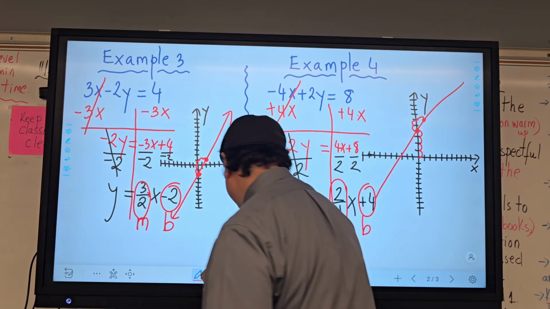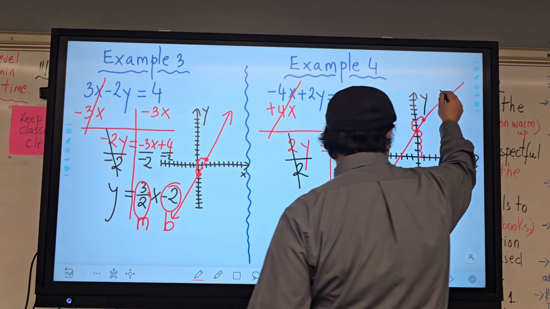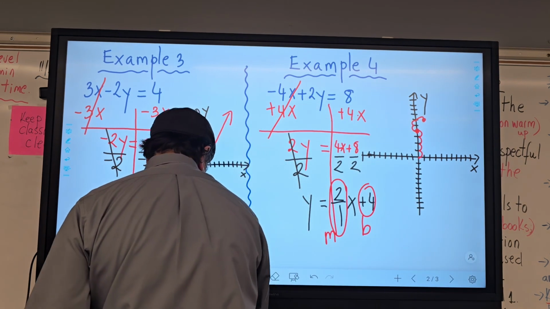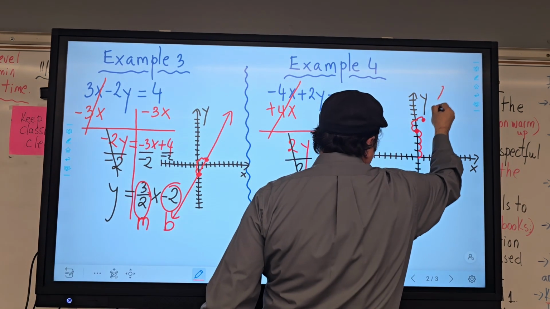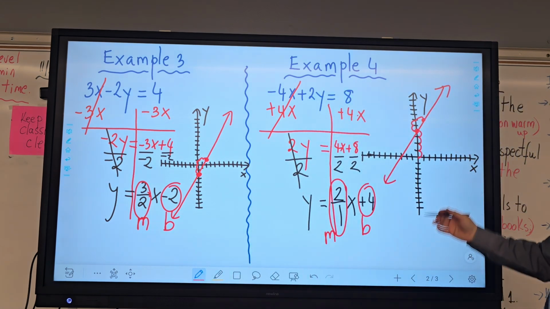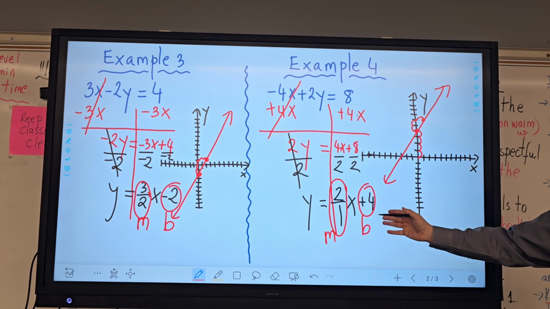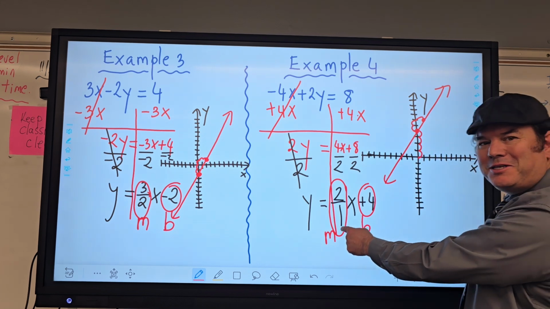Oh, let me do the line again, I'm so sorry. Let me get a better line there. There we go. y equals 2 over 1x plus 4. Line goes to the right since slope is positive.